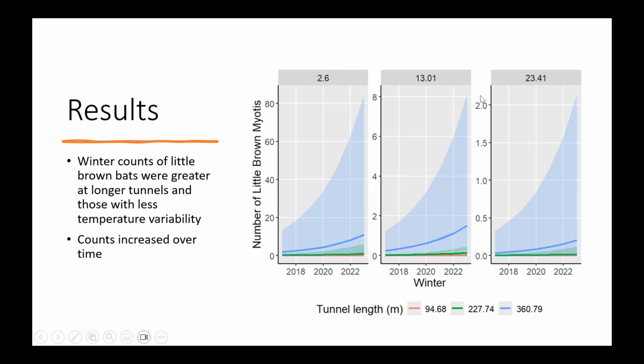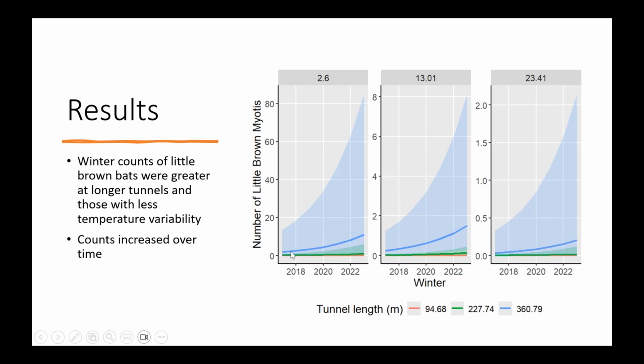Now notice the difference in the y-axis between the panel on the right and the panel on the left. Here we're talking about counts ranging from greater than 80 bats to sites with a maximum number of 2 bats. So this should show you right away that the less variable a tunnel is in terms of its temperature, the more bats you see.